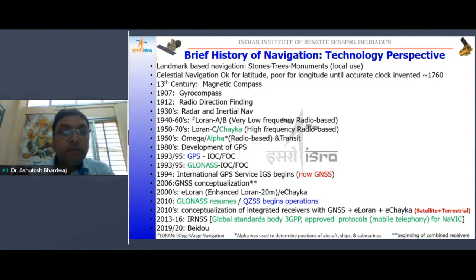Thereafter many navigation systems and surveying equipment were developed, such as the magnetic compass and gyroscopes. Then radio direction finding systems, radar and inertial navigation systems also got developed. Thereafter, some major ground-based, tower-based systems were developed, such as LORAN A, LORAN B, and LORAN C during the Cold War era.